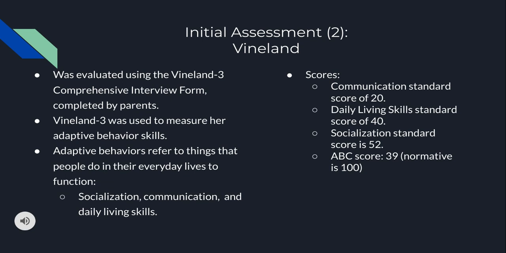For communication, she scored a 20 out of 100. For daily living skills, she scored a 40 out of 100. For socialization, she scored a 52 out of 100. And then for her cumulative score, she received a 39, where the normative score is 100.